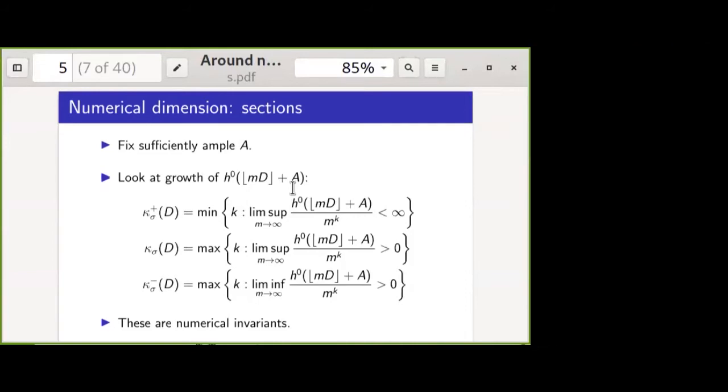Can you say how the kappa sigma plus could be different from the kappa sigma? What does that mean in terms of the growth rate? So let me draw you a picture.